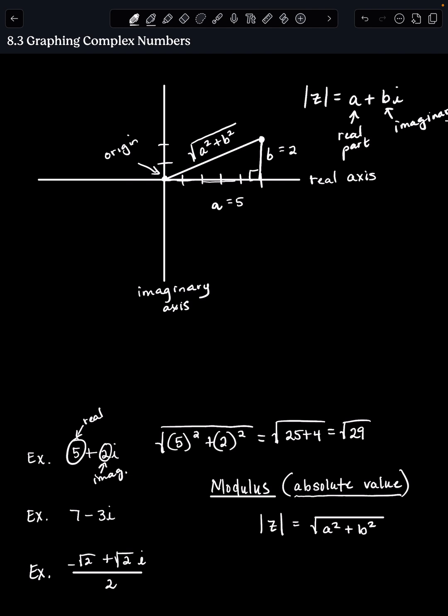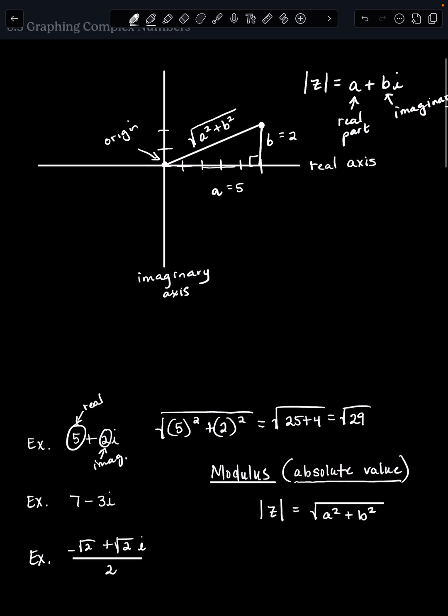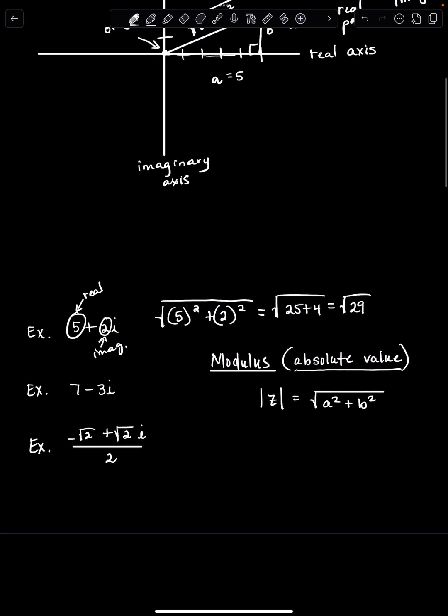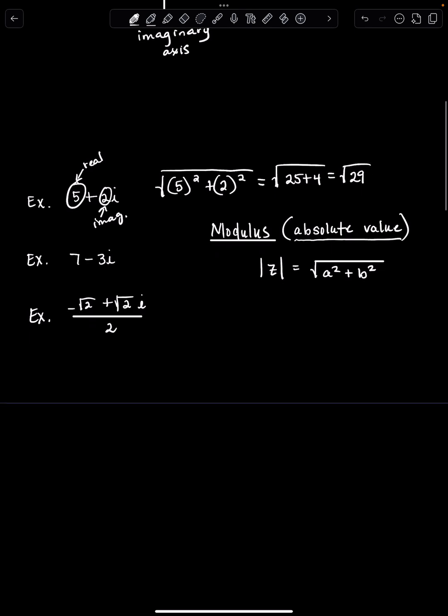All right, so let's do another one of those. And I was going to do them all on the same set of axes, but I think I'm going to need to do it on a separate one. Okay, so let's do 7 minus 3i. So 7 minus 3i, 7 is the real part. 1, 2, 3, 4, 5, 6, 7. Negative 3 is the imaginary part. So I'm going to the right 7 and down 3. And there is the complex number.